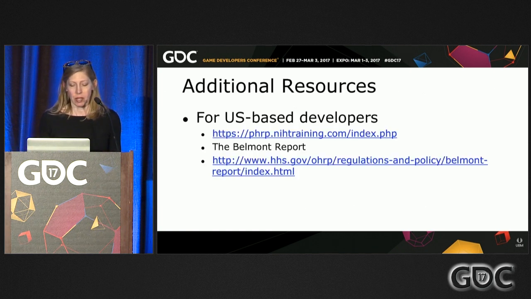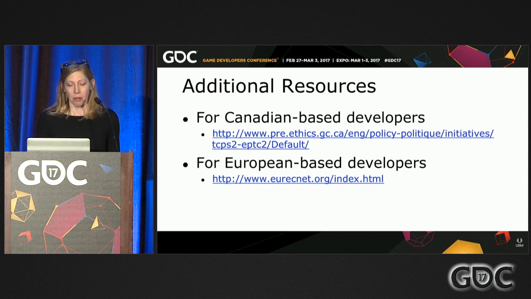Some additional resources for US-based developers, the guidelines, the Belmont report, and some other training modules are at these URLs. And then for Canadian-based developers, there's another website. And for European-based developers, there's a third website. European researchers usually have slightly different guidelines to think about. There are stronger protections for privacy with people working in a European context.